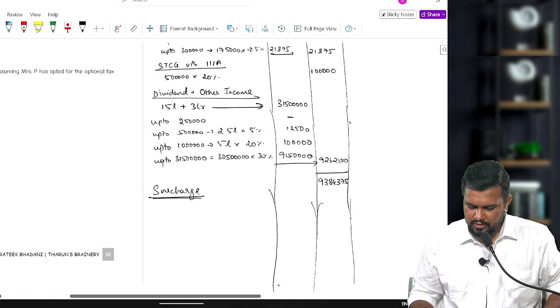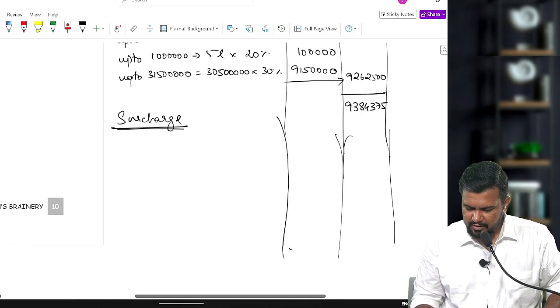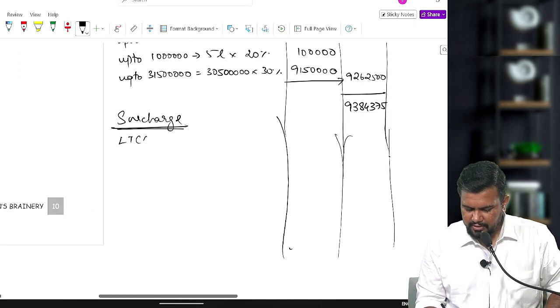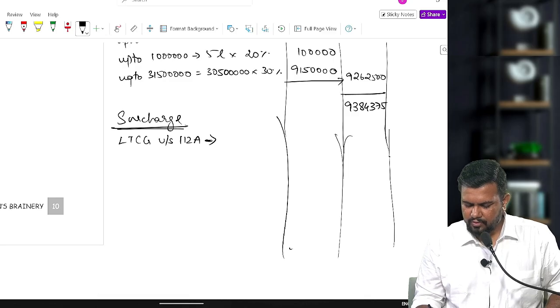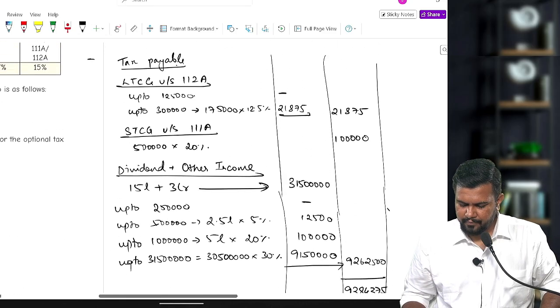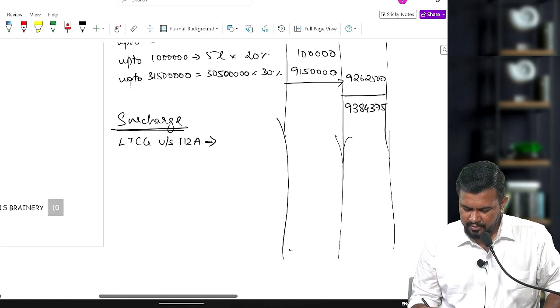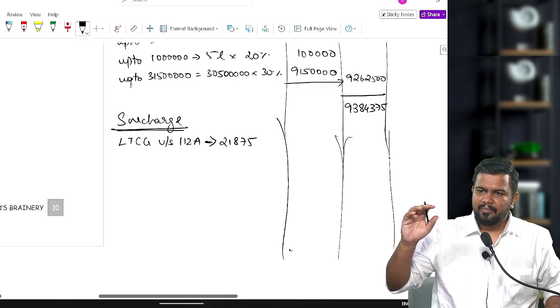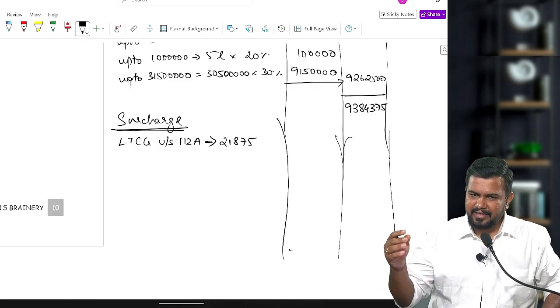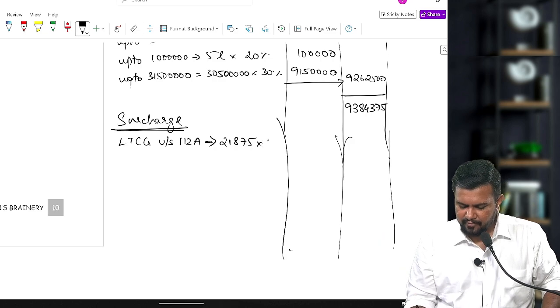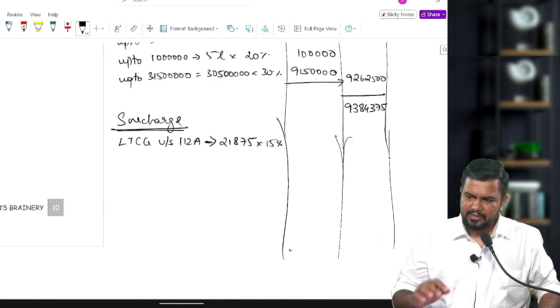Surcharge on LTCG under section 112A is equal to 21875. Surcharge is a percentage of tax. So 21875 into 15%. Now listen.